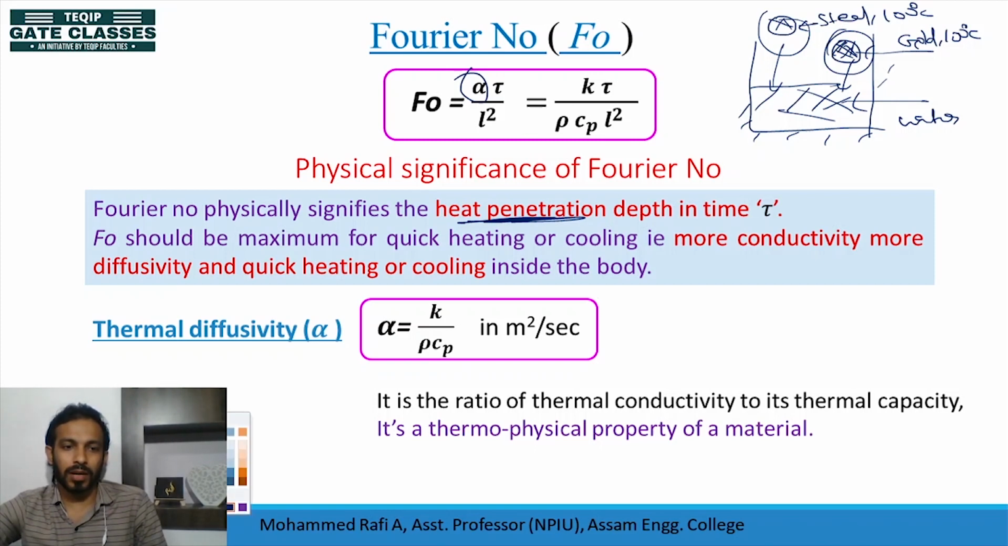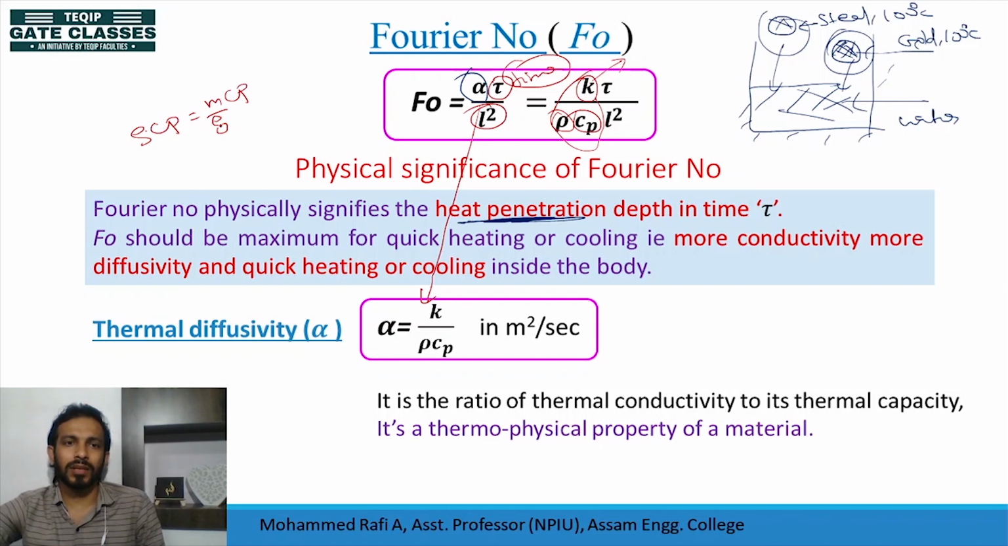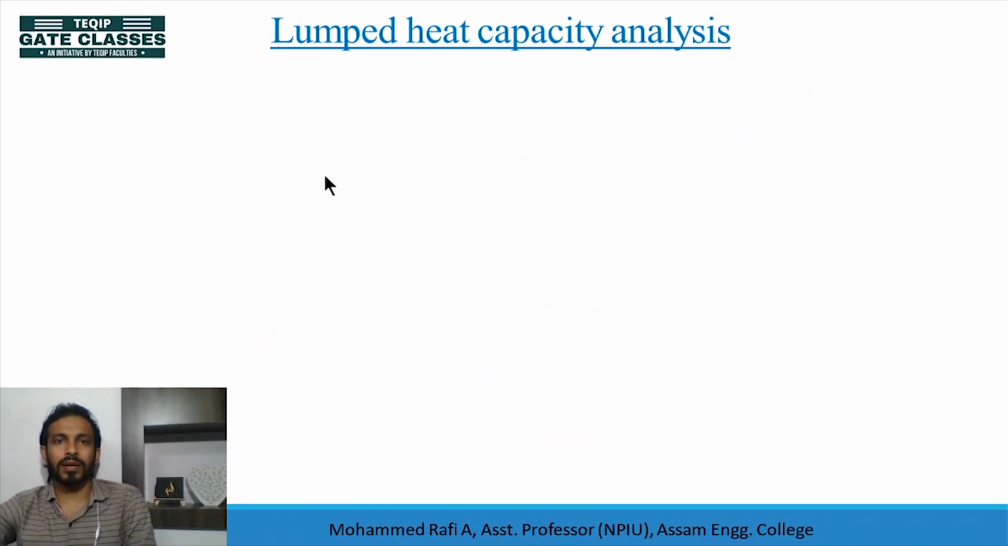Again, I will just repeat. Alpha is the thermal diffusivity, k by rho Cp, and tau is the time, the time over which heat is penetrating into the body. And L is our usual characteristic length. Instead of alpha, we replace it with k by rho Cp, where k is the thermal conductivity of the material, rho is the density, and Cp is the specific heat capacity. So rho Cp is mass per volume times specific heat capacity.